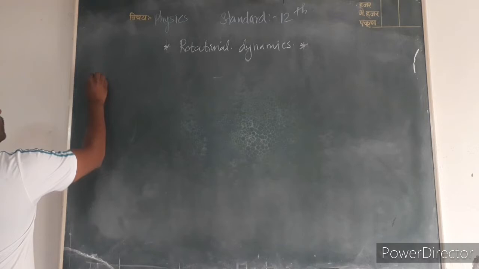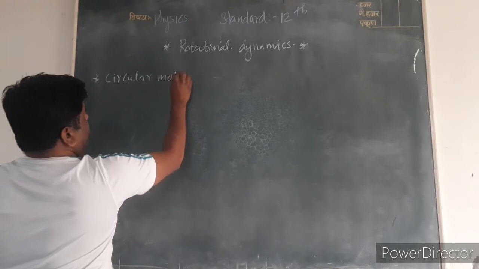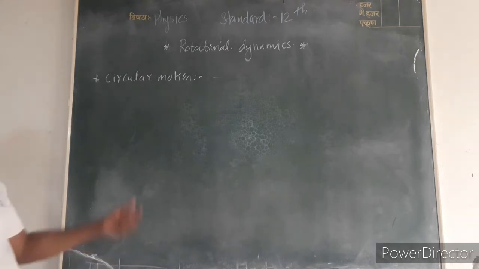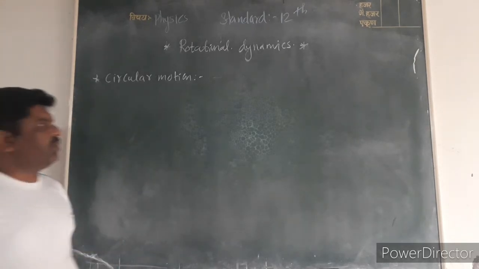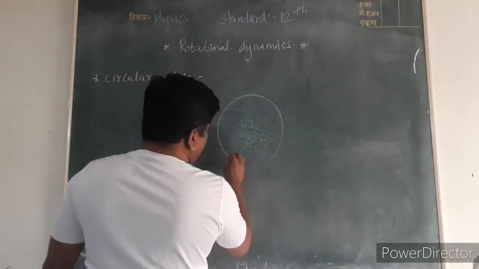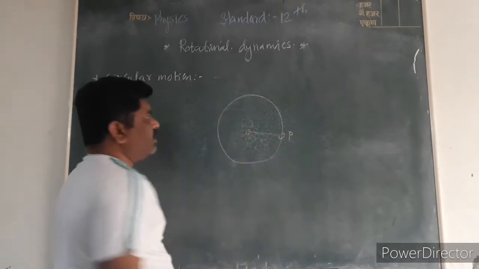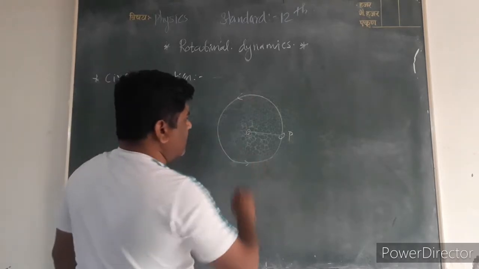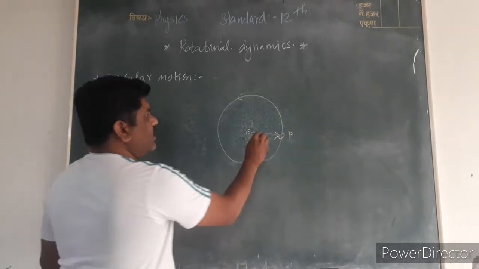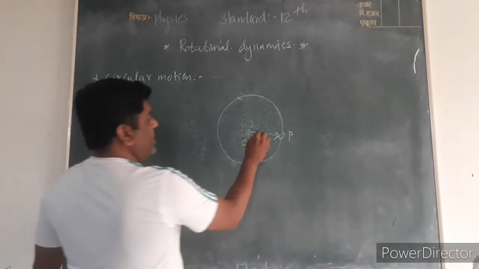Now we discuss about the circular motion. In 11th standard, we define the circular motion. Circular motion is nothing but a particle. This particle is revolved around the circumference of circle, or this OP is nothing but radius vector.